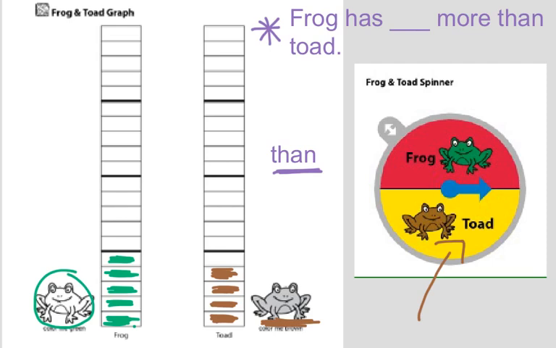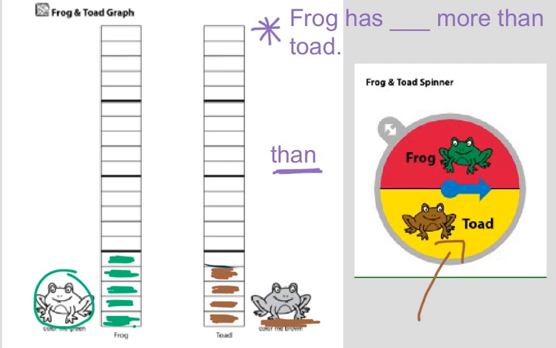Alright, let's check and see. Remember, if we're comparing using our word than, we're looking at which pieces are the same and how many are not the same. Same, same, same, same, not the same. So you should have written, frog has 1 more than toad. If you did that, nice job. Tomorrow we're going to try this again, but I won't tell you the answer until the next day.